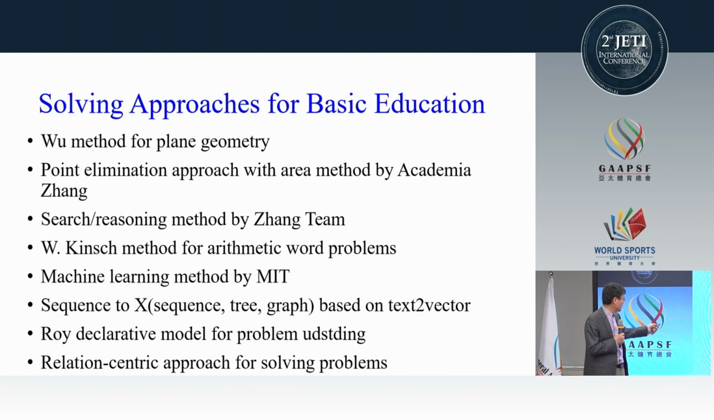In the United States, they developed other methods to solve arithmetic word problems or algebraic word problems. In recent years, in 2014, an MIT group worked on this problem. They proposed to use machine learning technology to solve this kind of problem. After this, a lot of papers used machine learning and deep learning to develop algorithms.